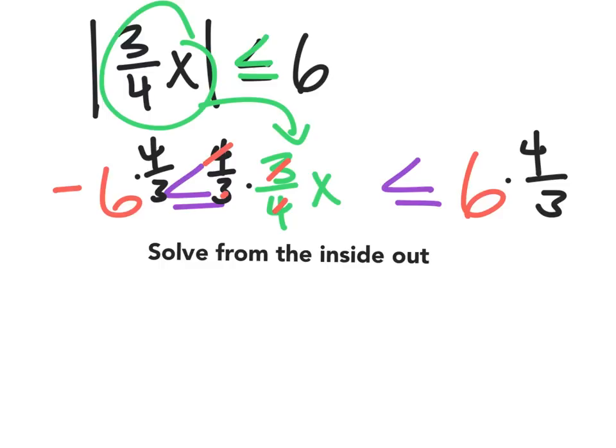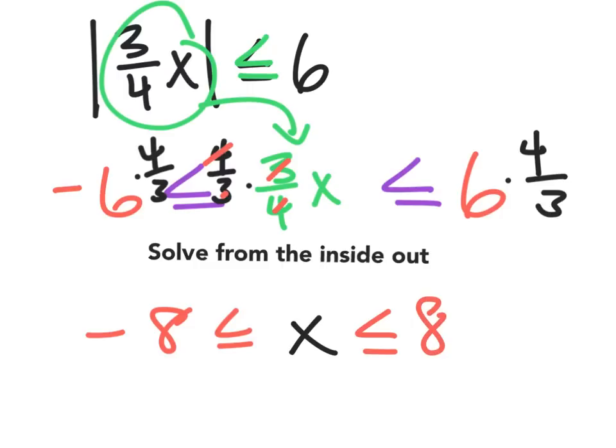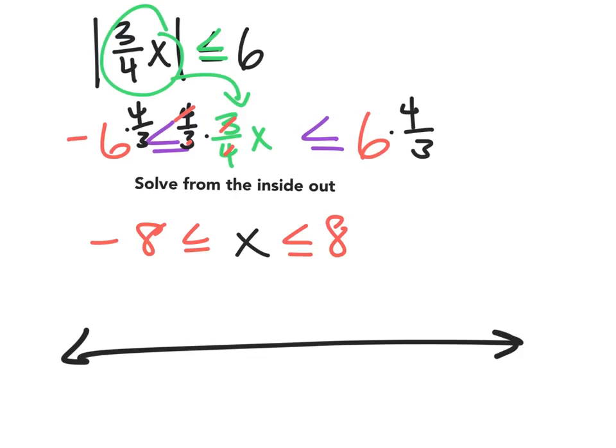And there's two ways of looking at this. You can either say negative 6 times 4 is negative 24, divided by 3 is negative 8. Or you could also say negative 6 divided by 3 is negative 2, times 4 is also negative 8. Right now we just have x left in the middle, and it is less than or equal to 6 times 4 again was 24 divided by 3 is 8. Whenever you're solving absolute value inequalities, you have to put these things on a number line. So from negative 8 to 8, both of these things are included, and all of my solutions are between negative 8 and 8.